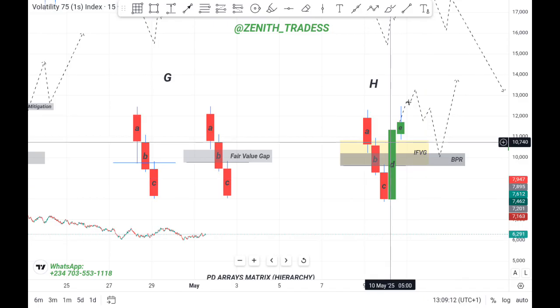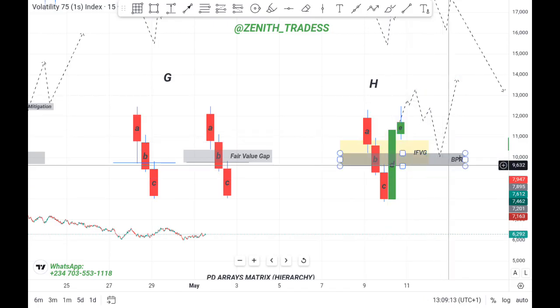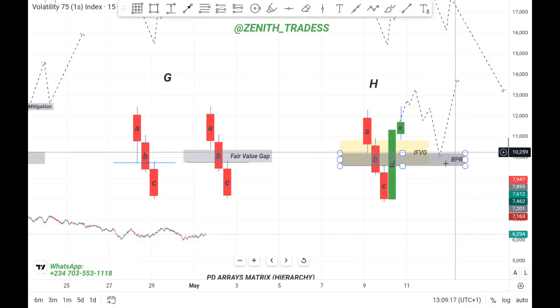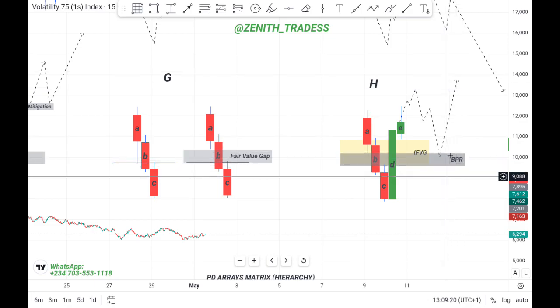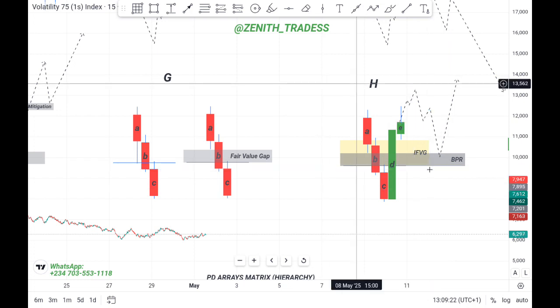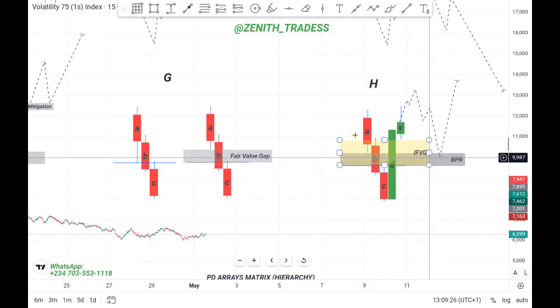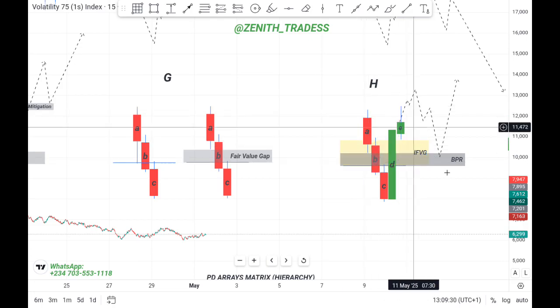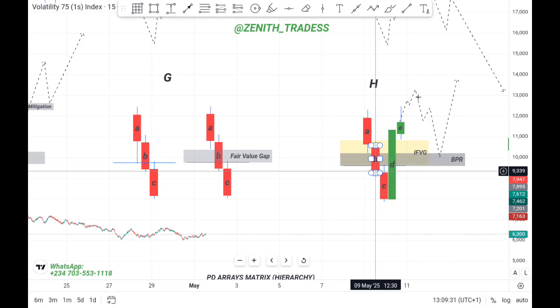Price will definitely come back to the BPR, the balanced price range, before it will respect. It is the balanced price range that's going to serve as support to your price once it has reclaimed, right? So in most cases when you see price reclaiming a block, if it is coming back, it's coming back to the balanced price range.